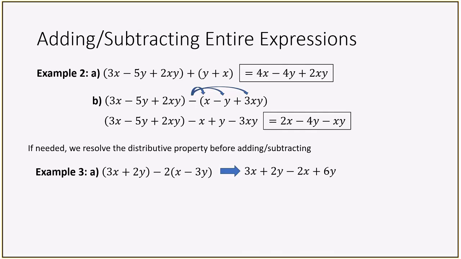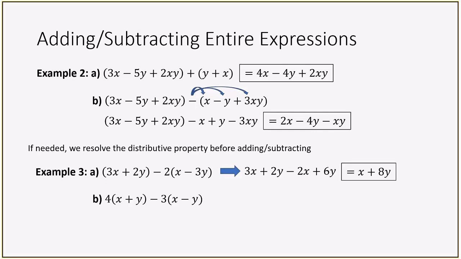3x minus 2x gets me x. 2y plus 6y gets me 8y. So in this case, I have something in front of both parentheses, so I'm going to have to distribute. And it might be helpful to distribute one thing at a time. If you're good at the distributive property, you can do both things at once. That's fine. But at the end of the day, you're going to want to have something like in the previous example that no longer has parentheses.